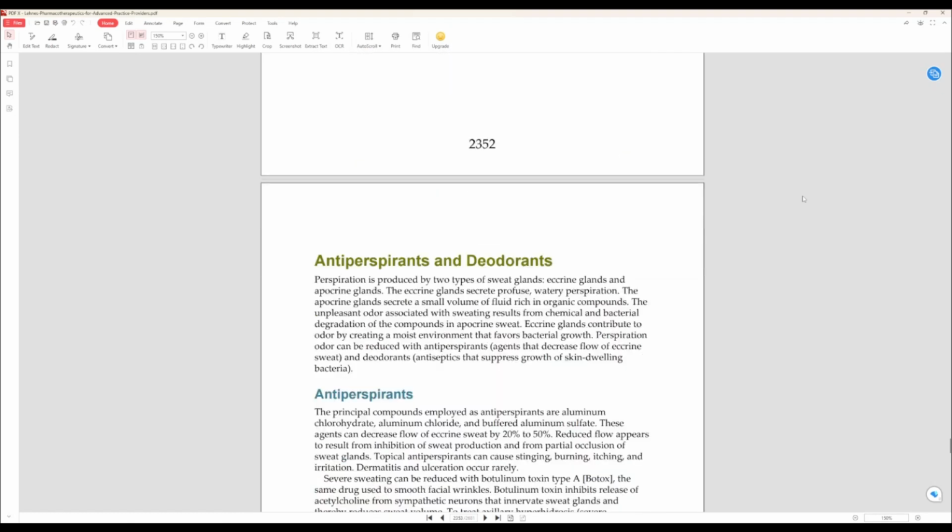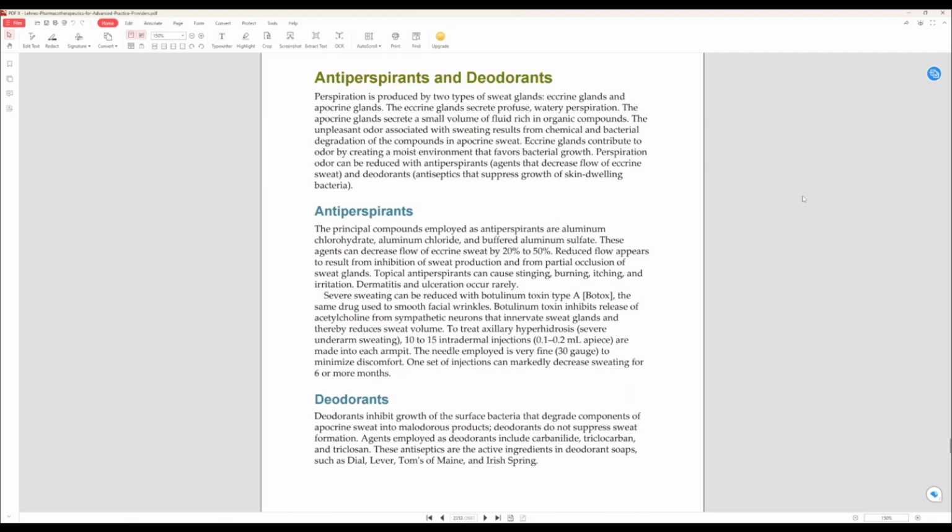Which brings us to our antiperspirants and deodorants. Perspiration is produced by two types of sweat glands, your eccrine glands and your apocrine glands. The eccrine glands secrete profuse watery perspiration. The apocrine glands secrete a small volume of fluid, rich in organic compounds. The unpleasant odor associated with sweating results from chemical and bacterial degradation of the compounds in apocrine sweat. Eccrine glands contribute to odor by creating a moist environment that favors bacterial growth.